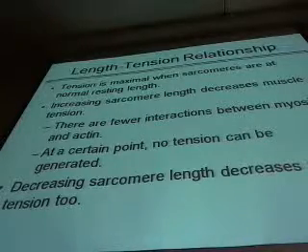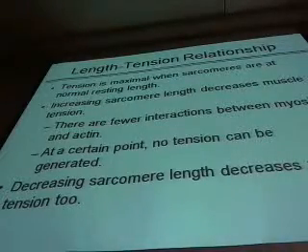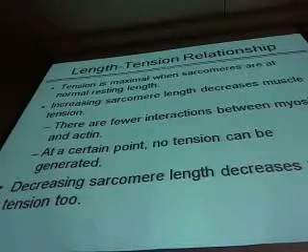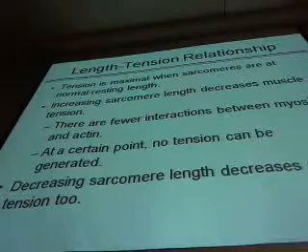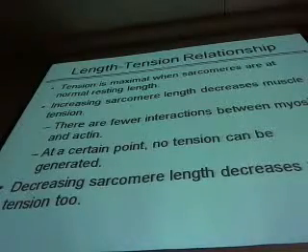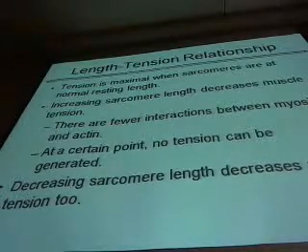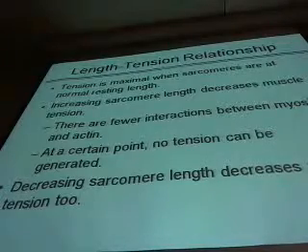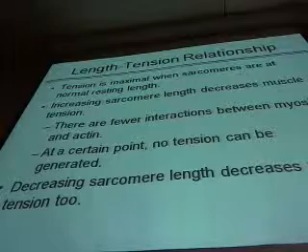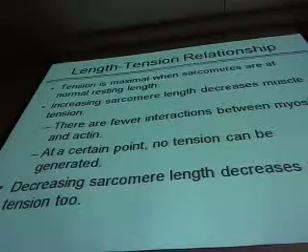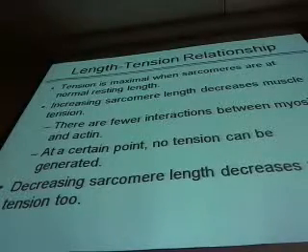Length tension relationship. Tension is maximal when the sarcomeres are at their normal resting length. When they showed you the picture of a muscle, the Z bands are at a normal length, a few nanometers apart. When that is where it belongs, you have your maximum strength.